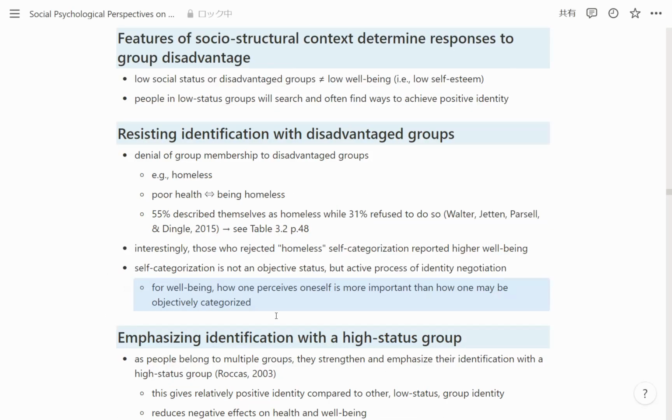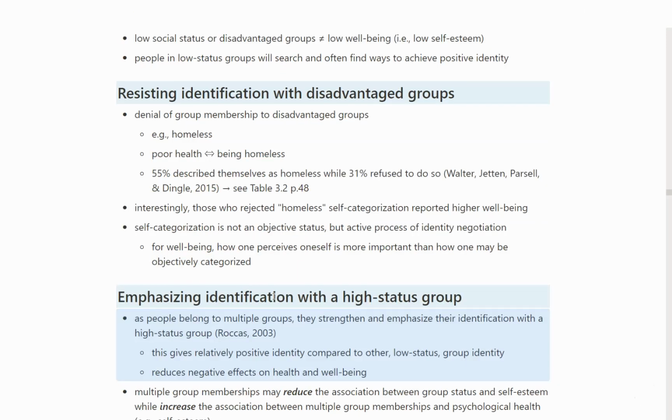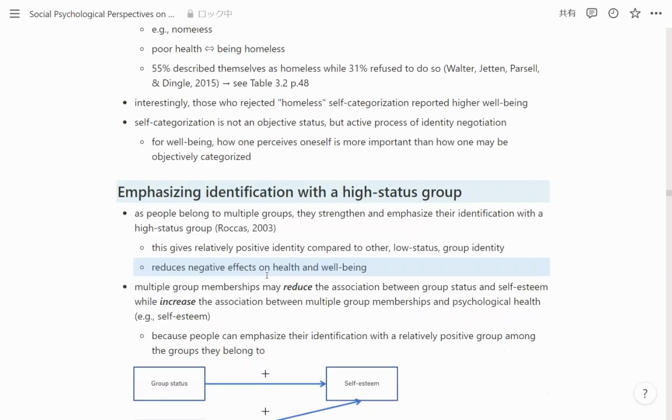Okay, so that was one strategy that people may take when they are in a disadvantaged group. Another strategy that people may take is emphasizing identification with a high status group. People usually do not belong to only one group, but they usually belong to several groups. And as people belong to multiple groups, they strengthen and emphasize their identification with a high status group. And this gives a relatively positive identity compared to other low status group identity, and also reduces negative effects on health and well-being.